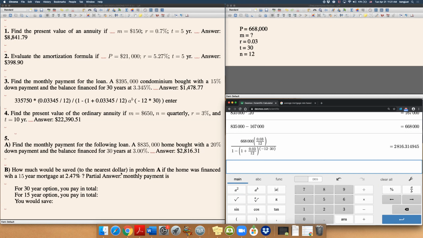Now you want to know how much you're going to save if you finance for 15 years instead. If you finance for 15 years, you get a lower interest rate. So what changes? T changes to 15 for one thing, and the rate also changes to 0.0247. The amount borrowed is still the same. So instead of 0.03, I'm going to put 0.0247 in both of these rate spots, and instead of 30, I'm going to change that to 15.